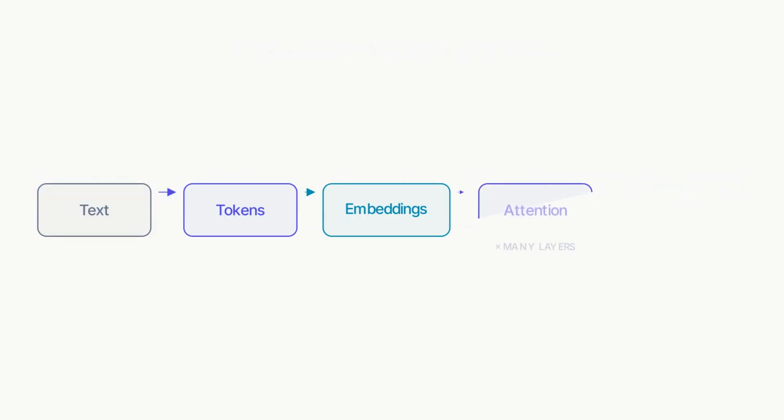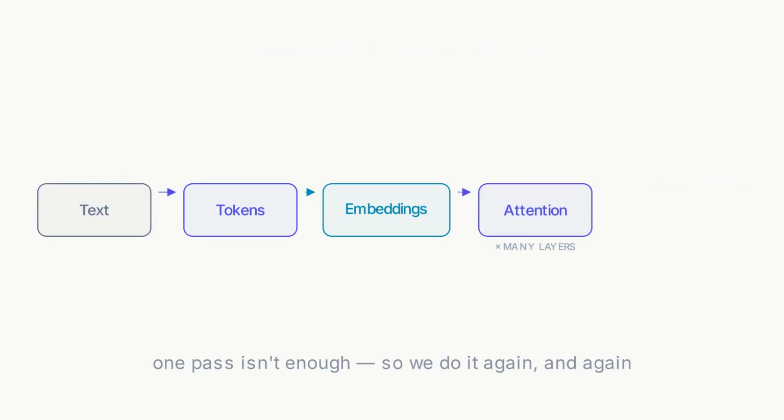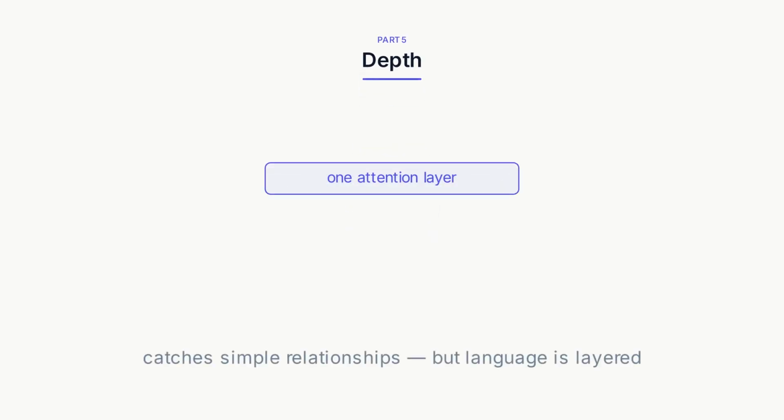That is attention, words reading each other and adjusting. It's the engine room of the entire model, but one pass of attention only captures fairly simple relationships. To get real understanding, we do something clever. We do it again and again. Part 5, depth. A single round of attention can catch that it refers to the animal, but real language is layered. Grammar, then meaning, then tone, then intent.